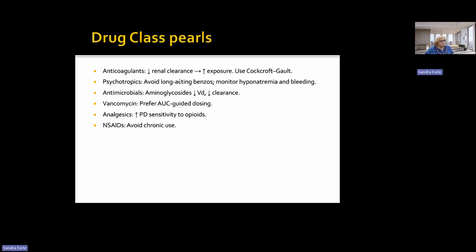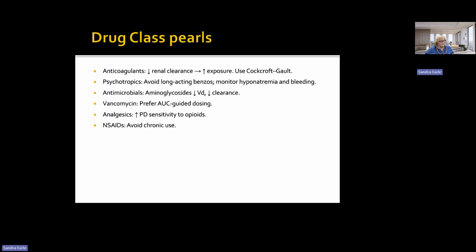Psychotropics. Remember, we want to avoid long-acting benzodiazepines and try to stick to LOT, right? Lorazepam, oxazepam, and temazepam if you need a benzodiazepine. You want to monitor for hyponatremia and bleeding in some of these, and hyponatremia can be a killer in this population.